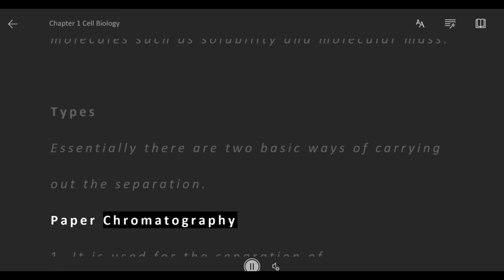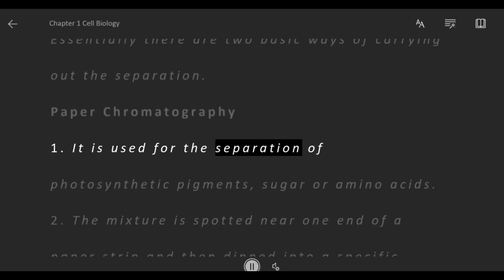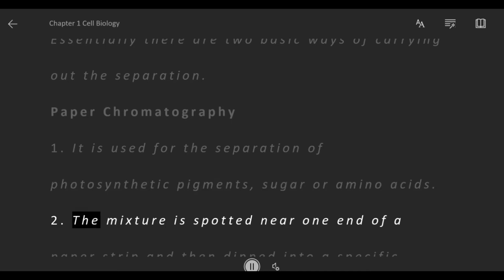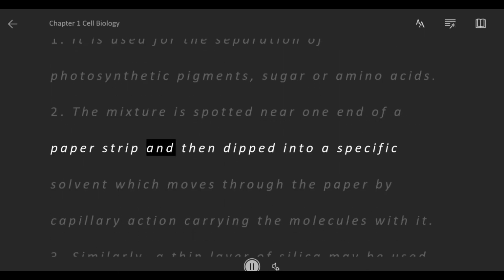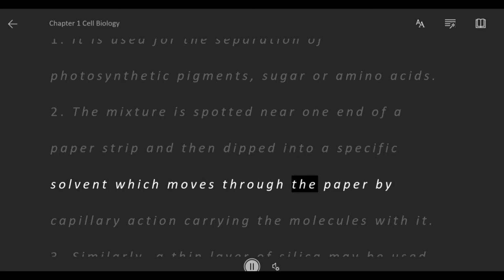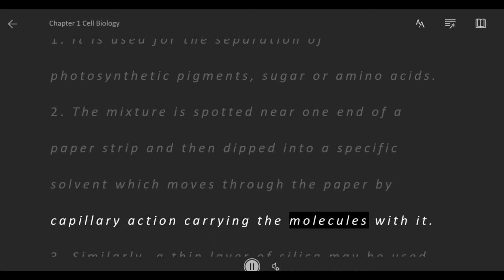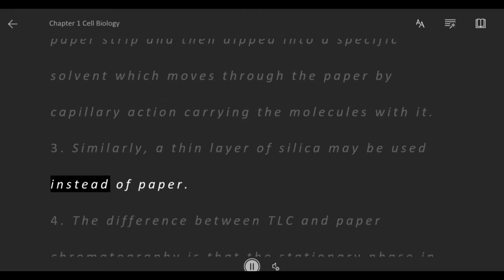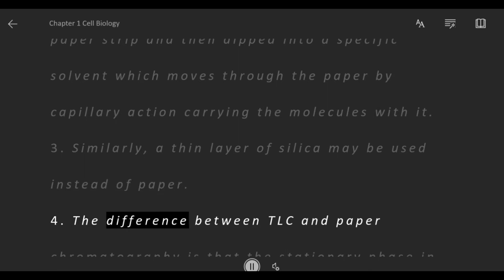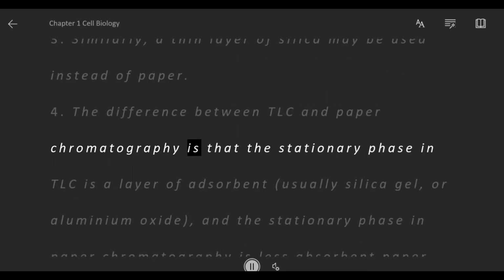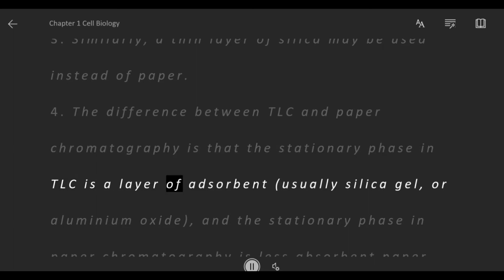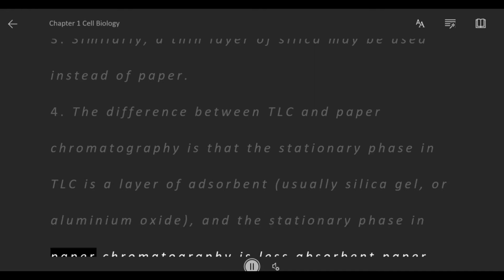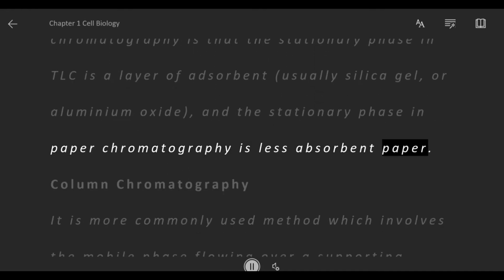Paper chromatography. 1. It is used for the separation of photosynthetic pigments, sugar, or amino acids. 2. The mixture is spotted near one end of a paper strip and then dipped into a specific solvent which moves through the paper by capillary action carrying the molecules with it. 3. Similarly, a thin layer of silica may be used instead of paper. The difference between TLC and paper chromatography is that the stationary phase in TLC is a layer of adsorbent, usually silica gel or aluminium oxide, and the stationary phase in paper chromatography is less absorbent paper.